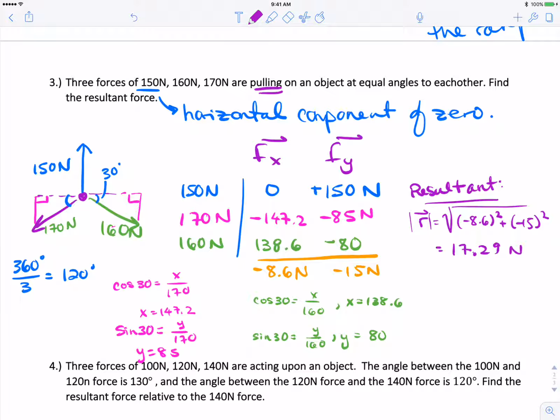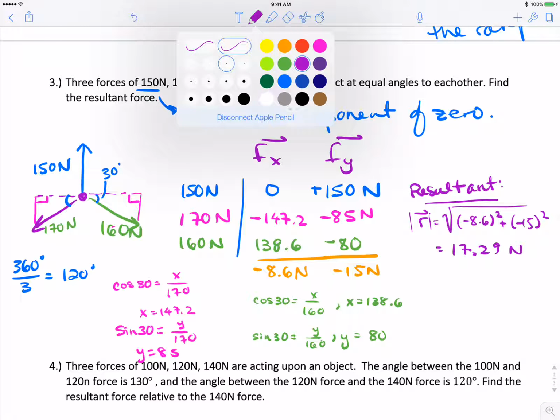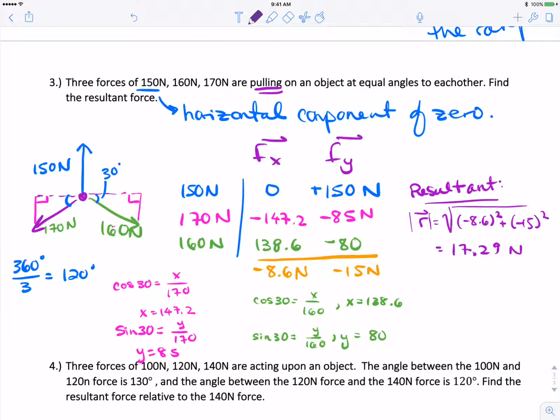Do we have to get the direction? Yes, now here's what's important about the direction. When you report it, you can report it relative, because I don't actually know where any of this is, right? It could be on a different angle. So we report it relative to another force. So my overall resultant is 17.29. If I were to draw it in this picture, just roughly, in purple, it says it's going 8.6 to the left, and then it's going negative 15 down. So my overall resultant is down here in this quadrant, right?